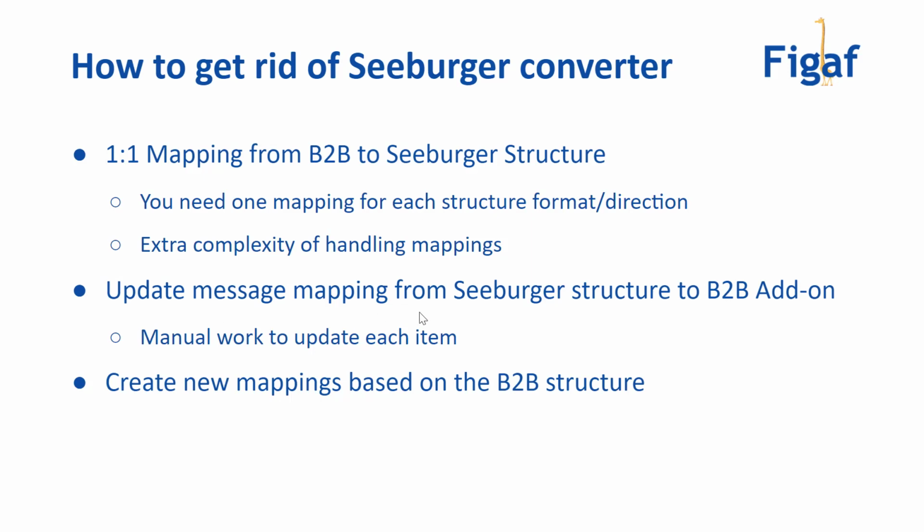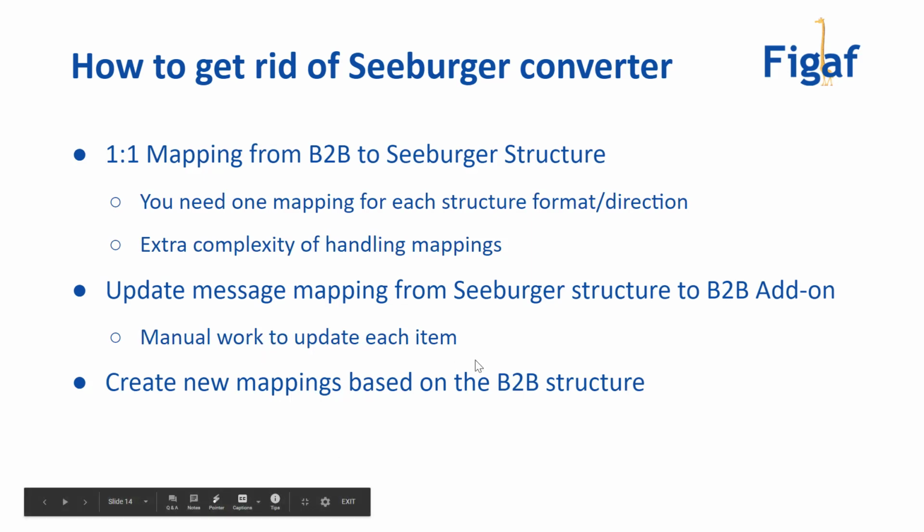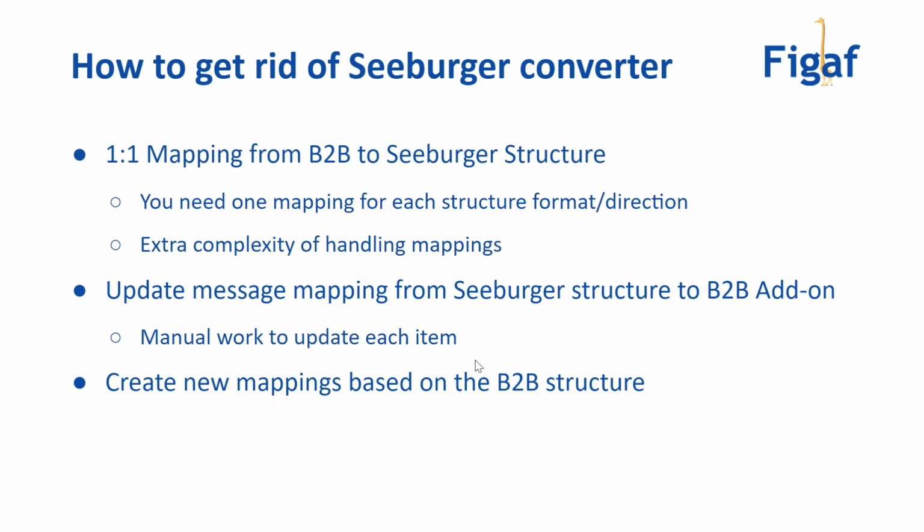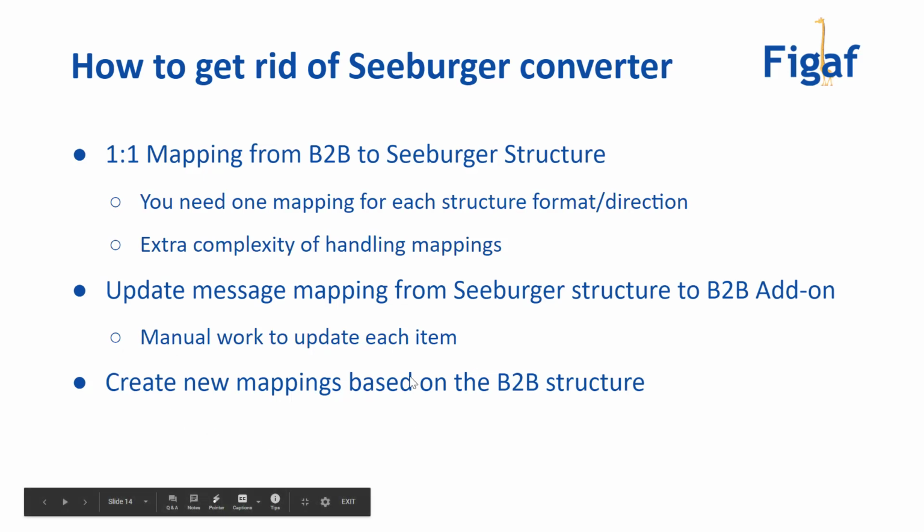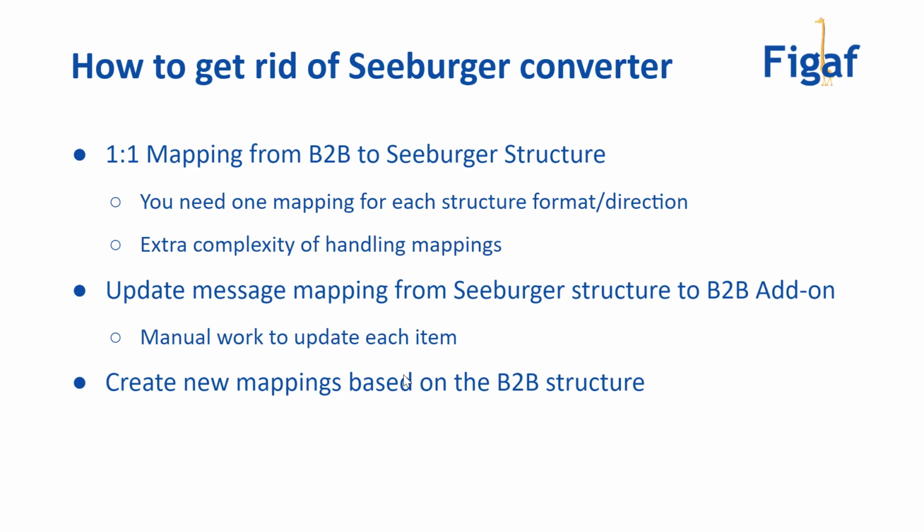The other approach is to update your mapping to the B2B structure, and this is the approach I recommend, because then it is a lot easier to adapt and you do not have two different layers to figure out where the data is if there are any errors in the mapping. Then you can create new mappings based on the B2B structures. This is probably the best approach, but it will take a lot of time to redesign your EDI setup and test it.